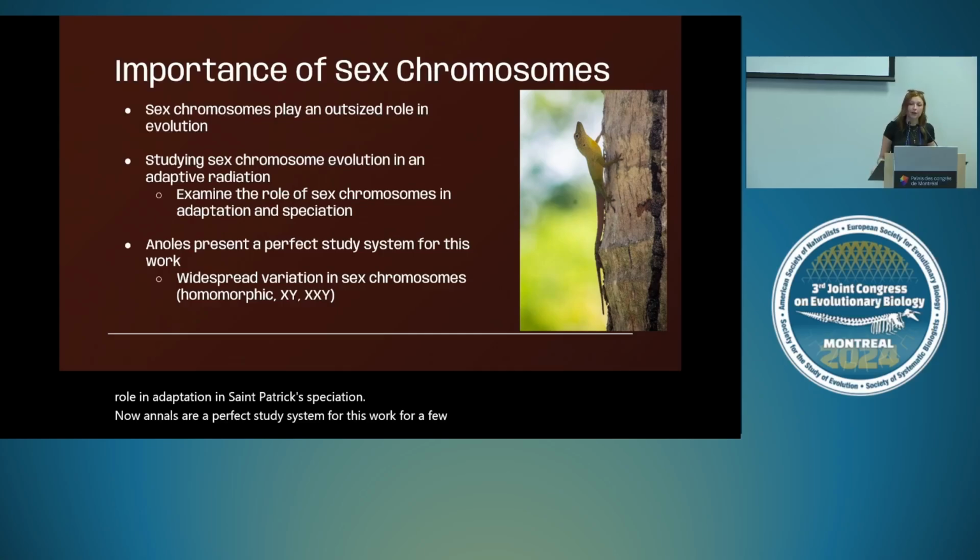Now, anoles are a perfect study system for this work for a few reasons. They're well known for their replicated adaptive radiations in the Greater Antillean Islands. They also share a single sex determining mechanism, so they have genetic sex determination. But we do see widespread chromosomal variation in these lineages, specifically within the Norops subgenus of Anolis. And so we have examples of lineages exhibiting homomorphic sex chromosomes, heteromorphic, we have XY, XXY, specifically within Norops as well.